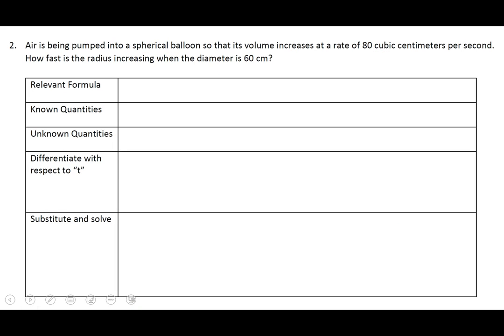Air is being pumped into a spherical balloon. So a spherical balloon is, of course, a sphere, so that its volume is changing, or increasing, at a rate of 80 cubic centimeters per second. How fast is the radius changing when the diameter is 60 centimeters?